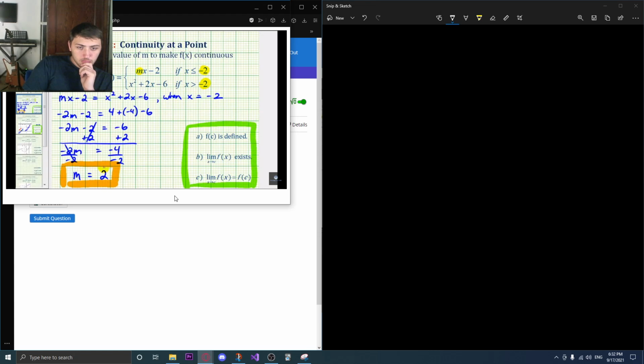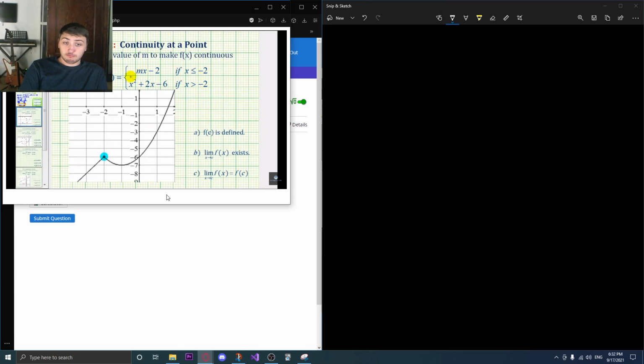which means in order for this function to be continuous everywhere, the first function rule would be f of x equals 2x minus 2 if x is less than or equal to negative 2. Now let's go back and take a look at our graph. When x is less than or equal to negative 2, the function rule for this line here would be f of x equals 2x minus 2. And then when x is greater than negative 2, the function rule is f of x equals x squared plus 2x minus 6 as given.